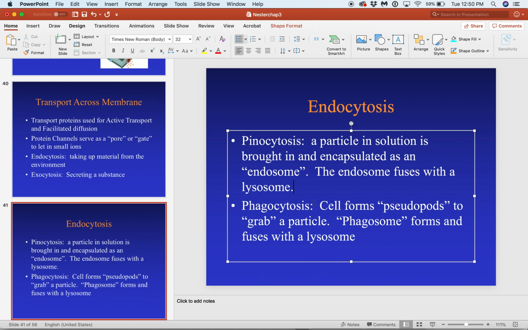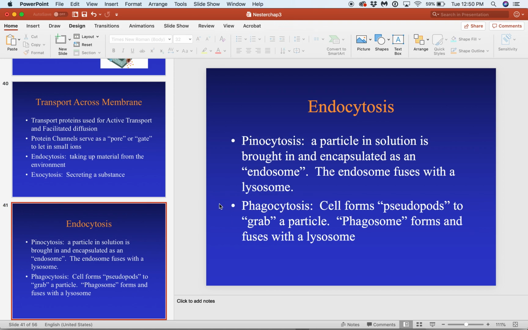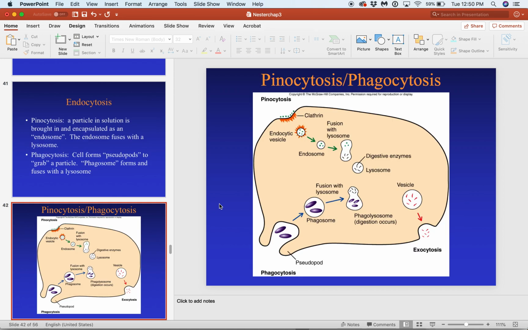Phagocytosis, however you want to pronounce it, is when the cell forms those pseudopods, those false feet, to grab a larger particle that is not in solution. So some people think of pinocytosis as cellular drinking and phagocytosis as cellular eating. It's not entirely accurate, but it's one way to remember. But let's take a look at what it looks like.